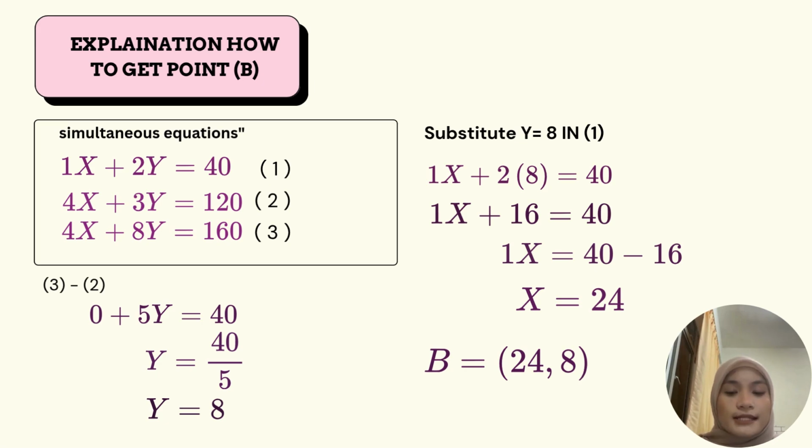And how do we get the axis x for point B? We substitute y equal to 8 in equation 1. 1x plus 2 multiplied by 8 equal to 40. 1x plus 16 equal to 40. 1x equal to 40 minus 16. Then we get x equal to 24. Then we get point B, which is 24 in axis x and 8 in axis y.